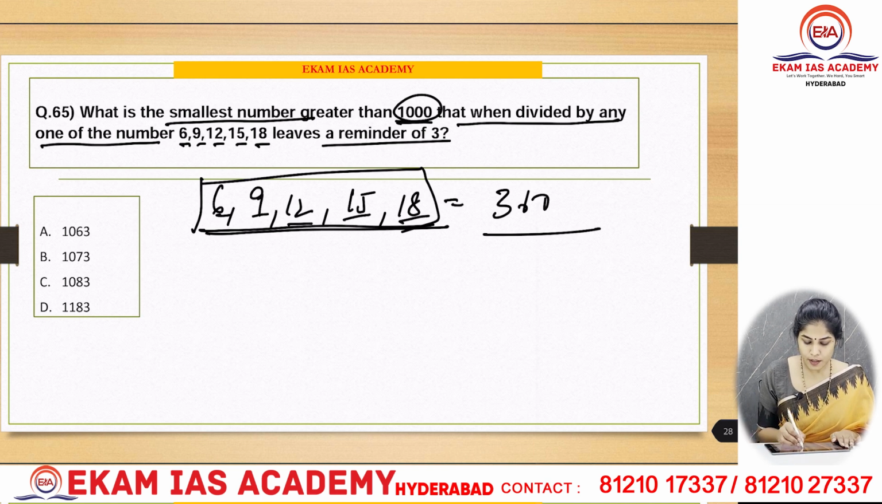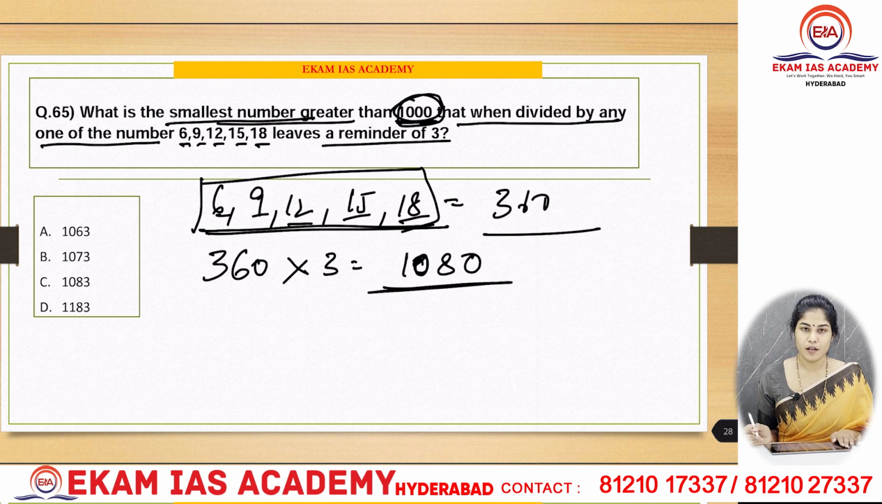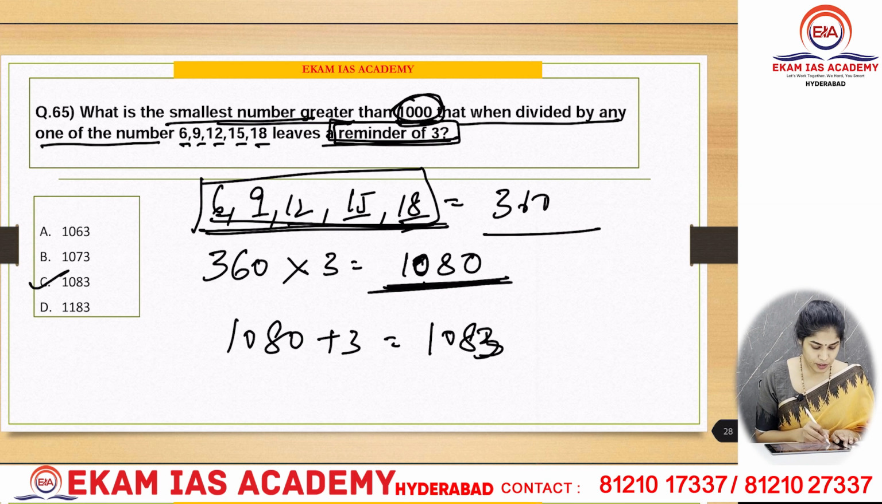So, we want the smallest number greater than 1000. Let us do the calculation. So, 360 into 3. What is that? 1080, right? This is the smallest number greater than 1000, but it has to leave a remainder of 3. So, this is a multiple of all these numbers. If you want to get a remainder of 3, you have to add 3, which gives 1083, right? So, C is the correct answer.